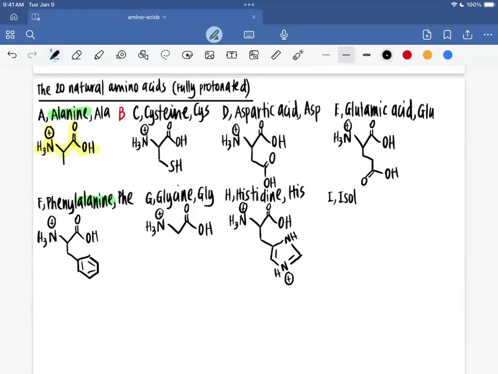I is for isoleucine, which has three-letter code ILE. We see the amino group, alpha carbon, and carboxylic acid as the backbone. And from that alpha carbon, we'll have a beta carbon, gamma carbon 1, gamma carbon 2, and delta carbon. I like to look at this structure as if to say that it looks somewhat like an I, a capital I, but is missing the other arm.